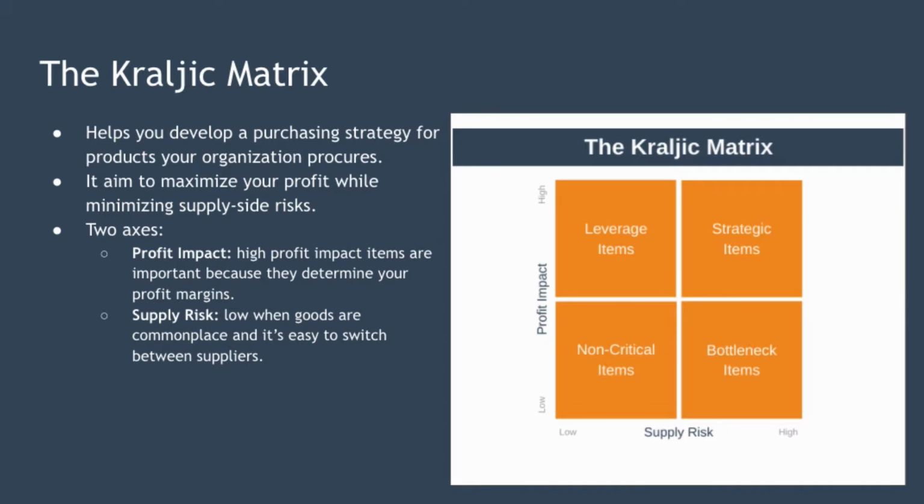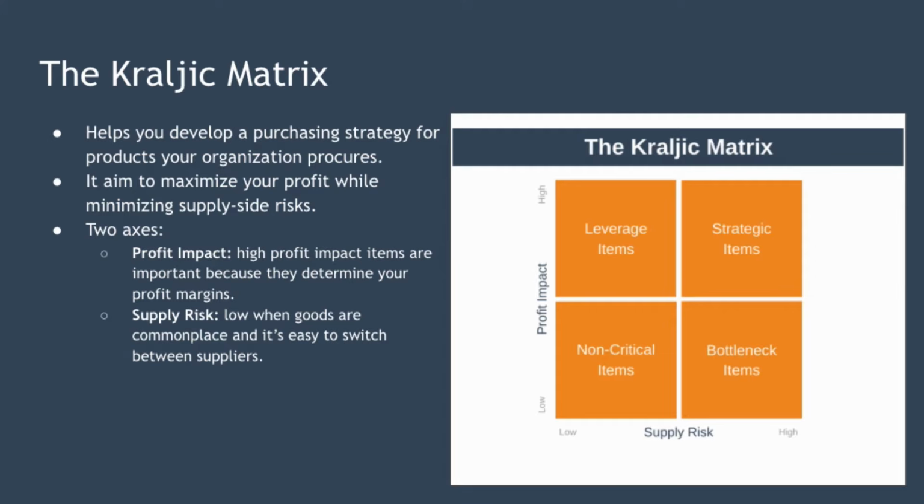Next, supply risk. The supply risk will be low when goods are commonplace and it's easy to switch between suppliers. The supply risk will be high when you need to purchase scarce goods with limited suppliers. Now, it's worth noting that supply risk will also be high when new technology could potentially disrupt the market, leaving you holding outdated products in stock that you can no longer use or sell.